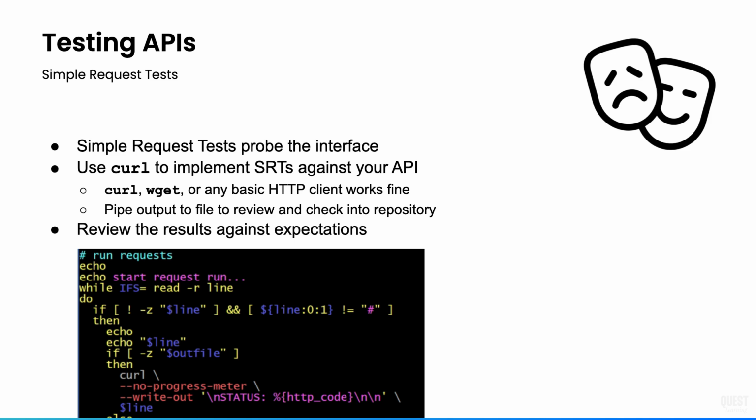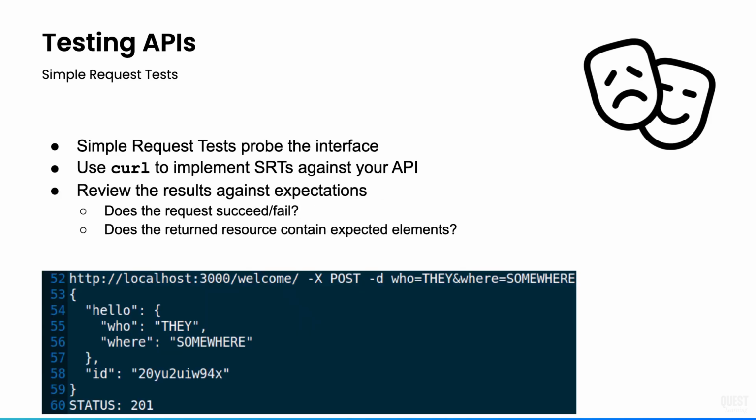It's important to be able to pipe the output to a file so that you can review that, because you'll actually have hundreds of tests after a while, and you want to be able to check the results into a repository, allow other people to review them, and maybe even use them as part of your build pipeline. So when you review the results of these tests, you want to see, does the test succeed or fail as expected? Some you expect to fail, remember.